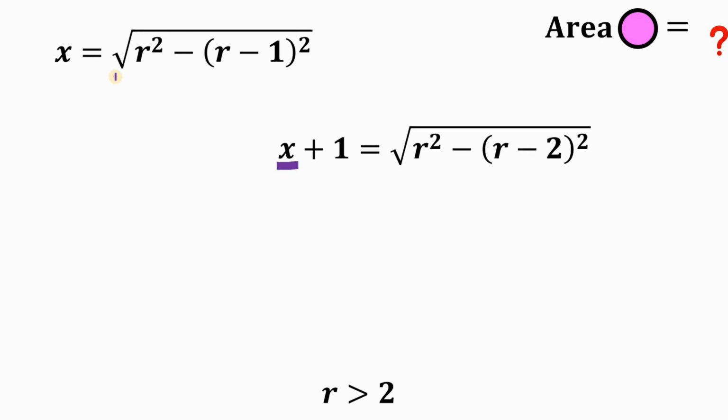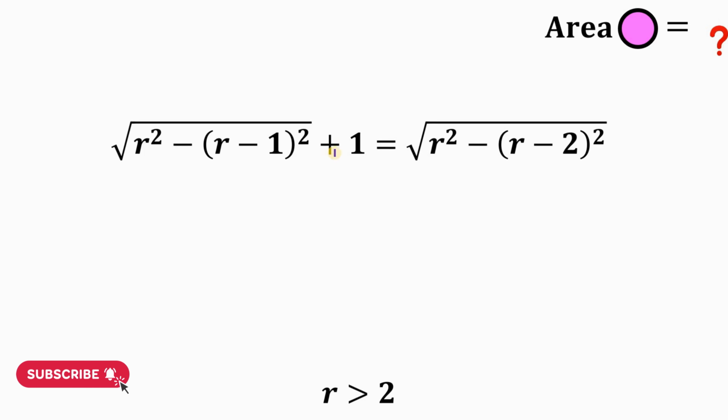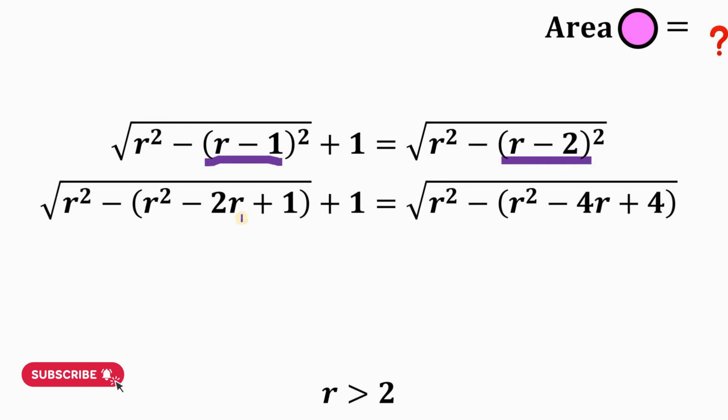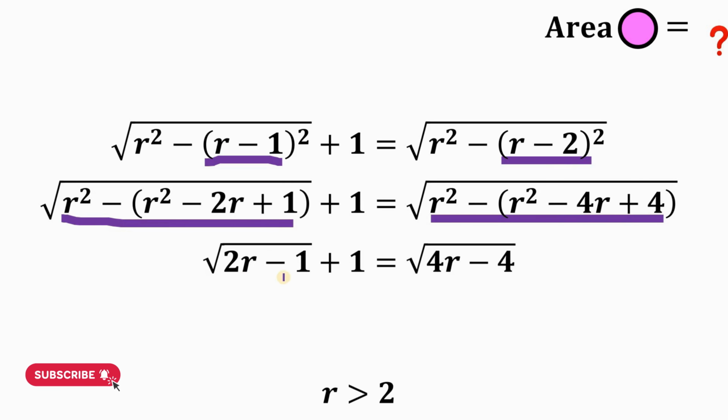Take note that this x is equivalent to the square root of r squared minus (r minus 1) raised to the power of 2. So we can replace this x with this equivalent in terms of r, because the goal in this question is to solve for the value of r. Now we can solve for the value of r. So what we're going to do is to simplify this a little bit. Next, simplify the expression inside our radical sign. So this becomes the square root of 2r minus 1, plus 1, equals the square root of 4r minus 4.